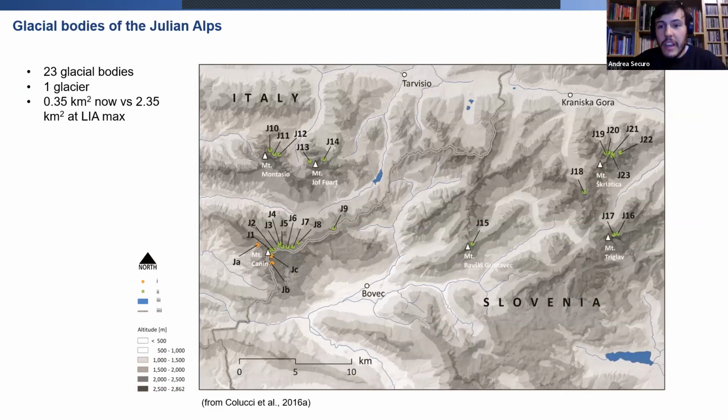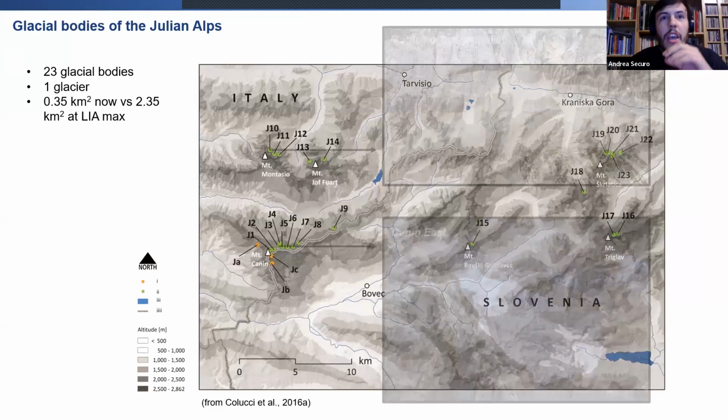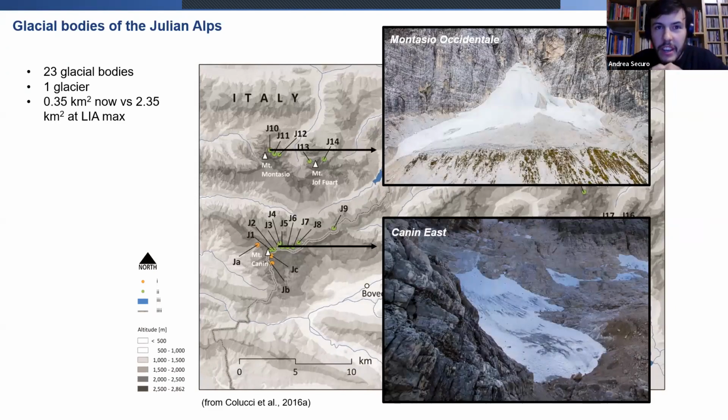The glacial bodies of the area are all very small, but they are well studied and monitored. In particular, there are 2 of them that are currently monitored on a yearly basis, doing mass balance and stuff like that. There is the lowermost Italian glacier, the one you can see above, the Montasio Occidentale. And then there's also the Canin East that has some gravitational movement, but very slow, so it's more of a nice patch.